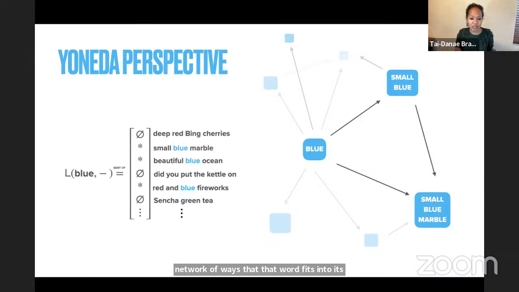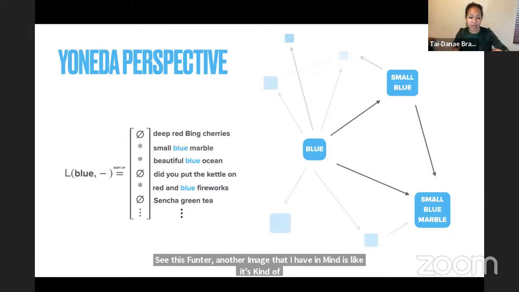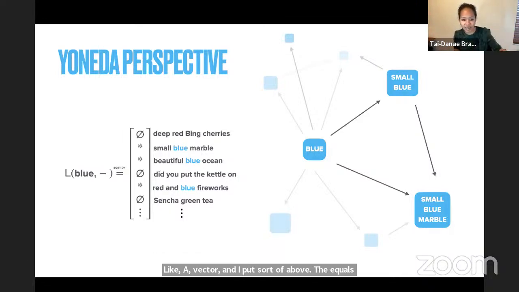So I'm just kind of belaboring the point, but when I see this functor, another image that I have in mind is that it's kind of like a vector, and I put "sort of" above the equal sign because this is not proper category theory. But when I think of the representable functor, I think of the vector of zeros and ones, or empty sets and 1-point sets, indexed by all of the expressions in the language, where there is an empty set in that slot if blue is not contained in that expression, like deep red being cherries, or a 1-point set in that slot if blue is contained in that expression, like small blue marble, beautiful blue ocean, etc. So when I think of a representable functor, I think of a vector whose entries are empty or 1-point sets indexed by expressions in the language. Okay, this is just something that I have in my mind.